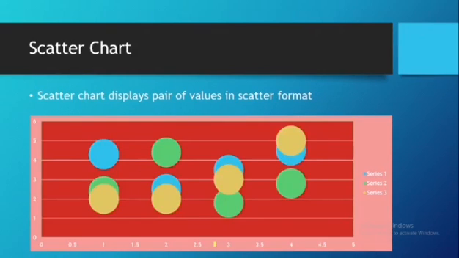The next we are having a scatter chart. This chart is also known as XY chart because the values are plotted at the intersection of x and y points. Here it is known as a scatter chart because the values are scattered on the plot area.